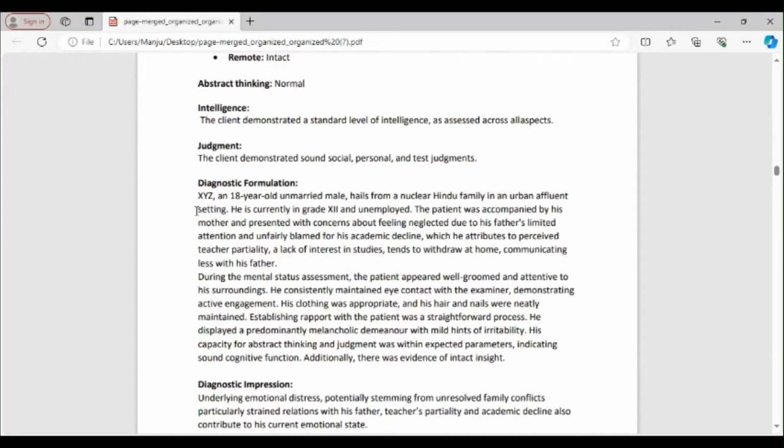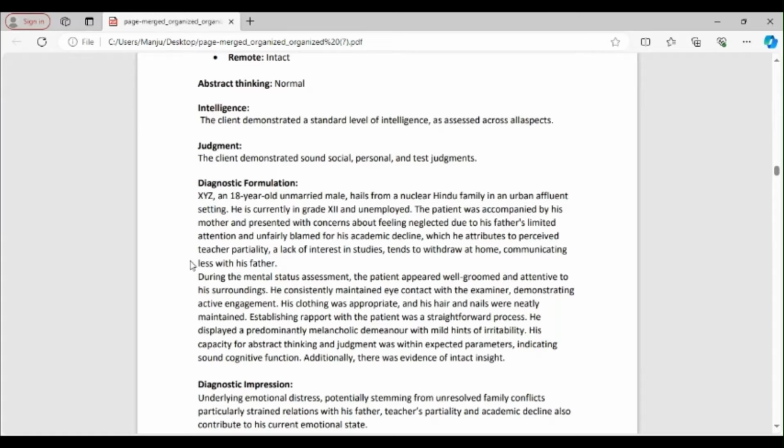XYZ, an 18-year-old unmarried male, hails from a nuclear Hindu family, is in an urban affluent setting, currently in grade 12 and unemployed. He was accompanied by his mother and presented with concerns about feeling neglected due to his father's limited attention and unfairly blamed for his academic decline, which he attributes to perceiving teachers' partiality. A lack of interest in studies, tends to withdraw at home and communicating less with father.